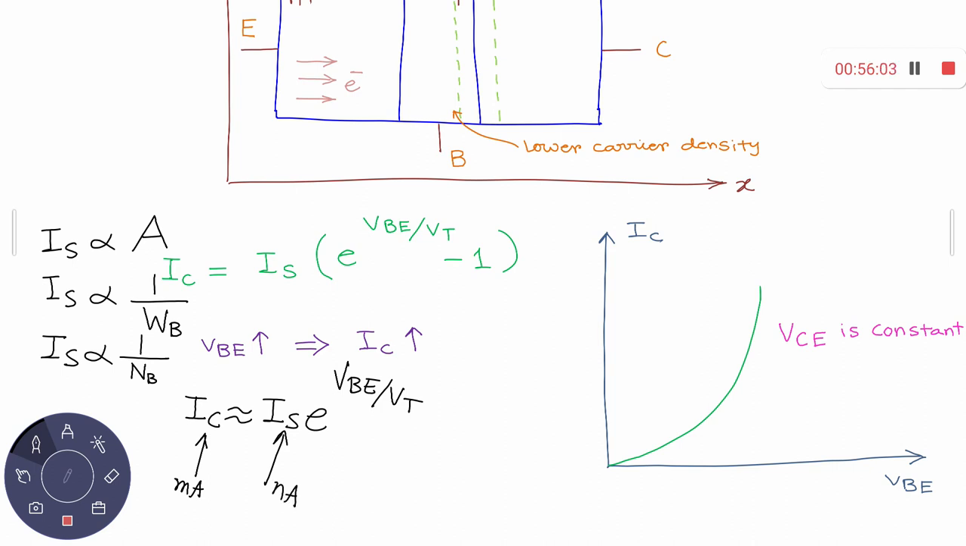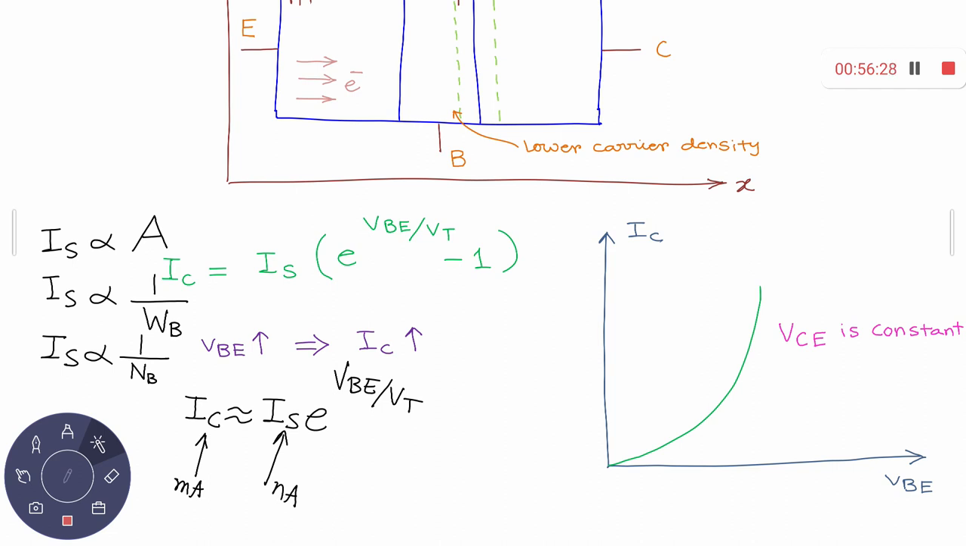So, 10 to the power 6 order difference. So, e to the power VB by VT is much, much larger with respect to 1. So, I can simply neglect this minus 1 term. Okay. Now, suppose this base emitter, so you know that this varies something like that. Typically, IC is equal to IS e to the power VB by VT.